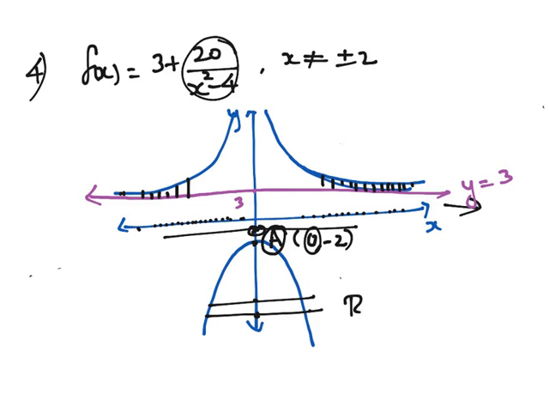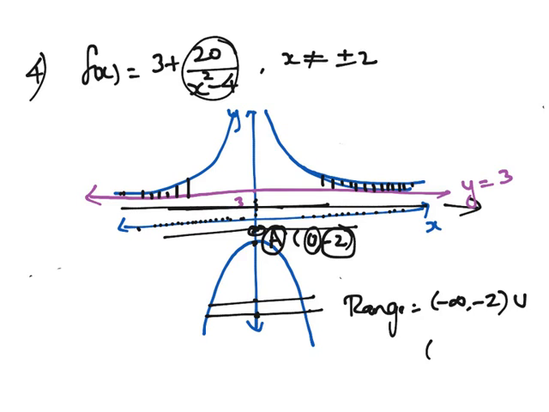So the range is nothing but less than or equal to -2. So minus infinity to -2, union. Now if you take any point here and draw a horizontal line, it will never touch the curve, isn't it? But if you take a point above 3, it will definitely touch the curve. So between 3 to infinity. So this is the range of f.